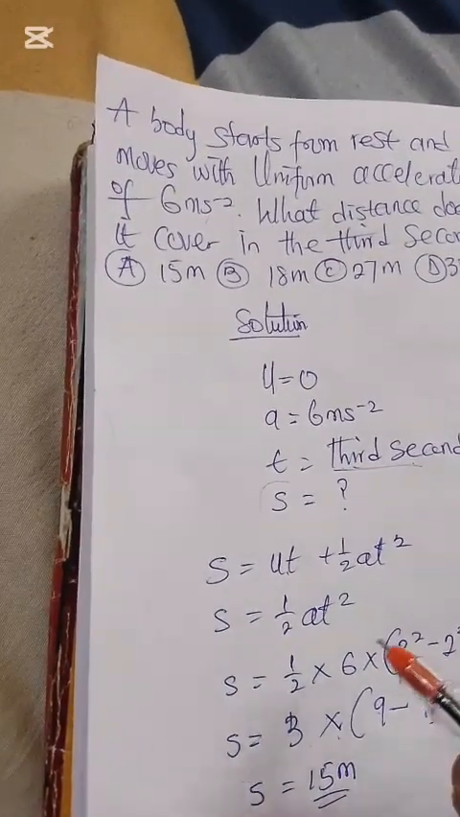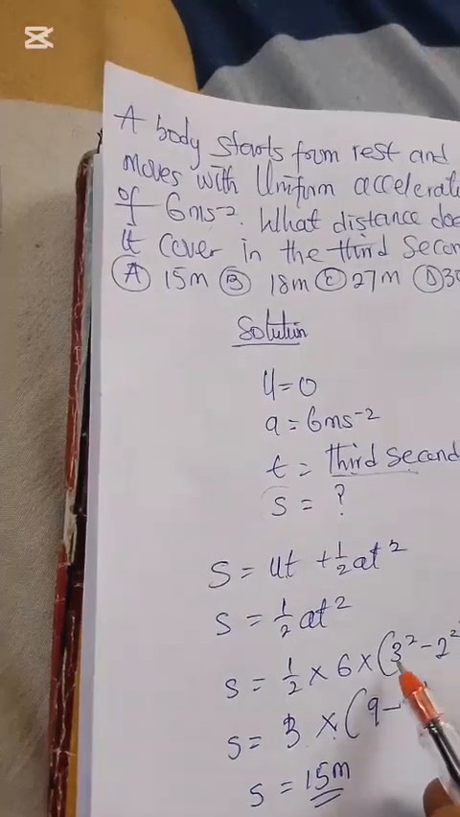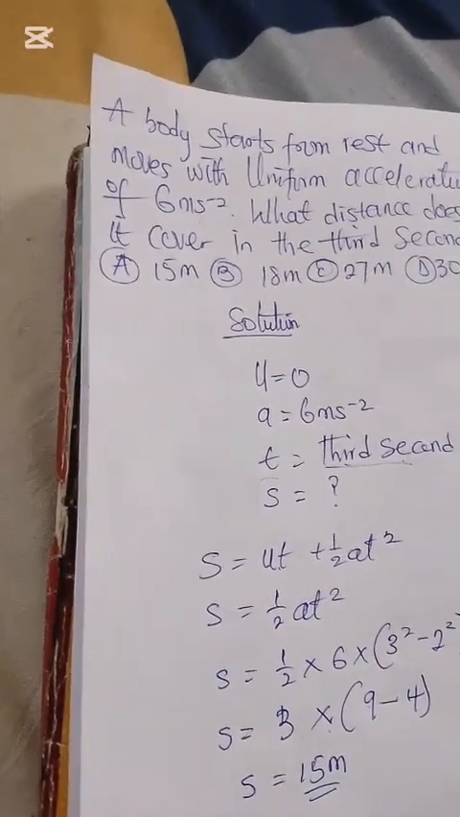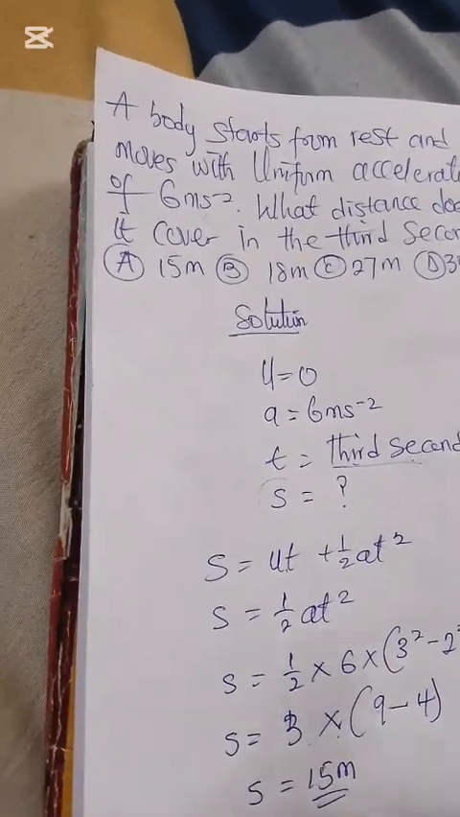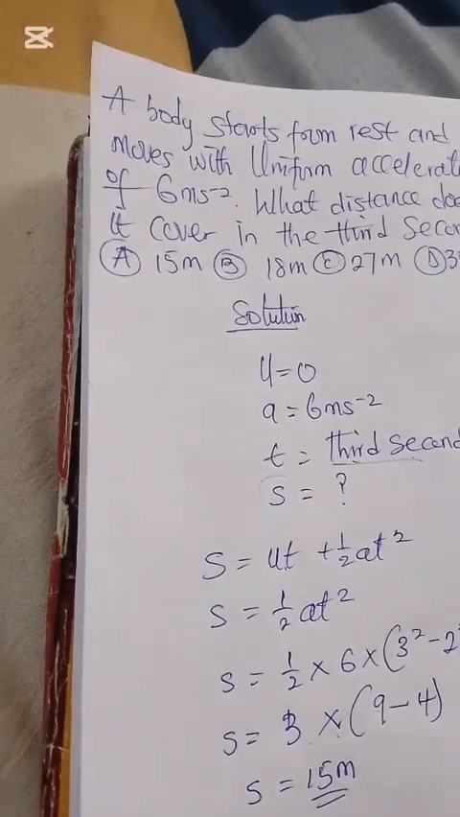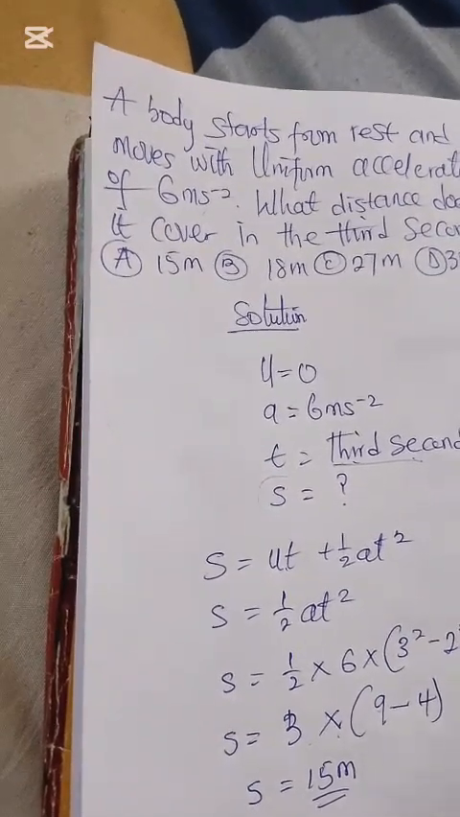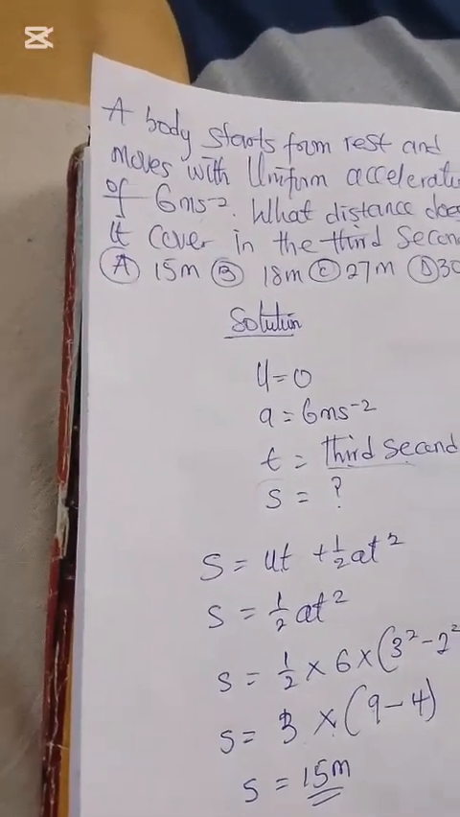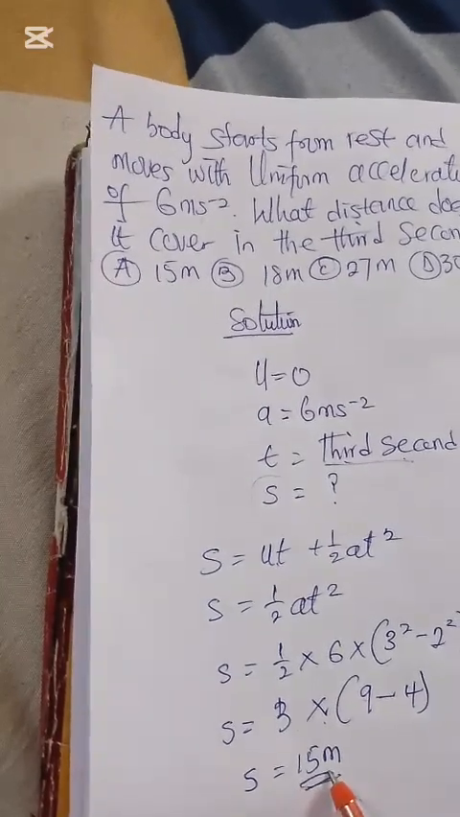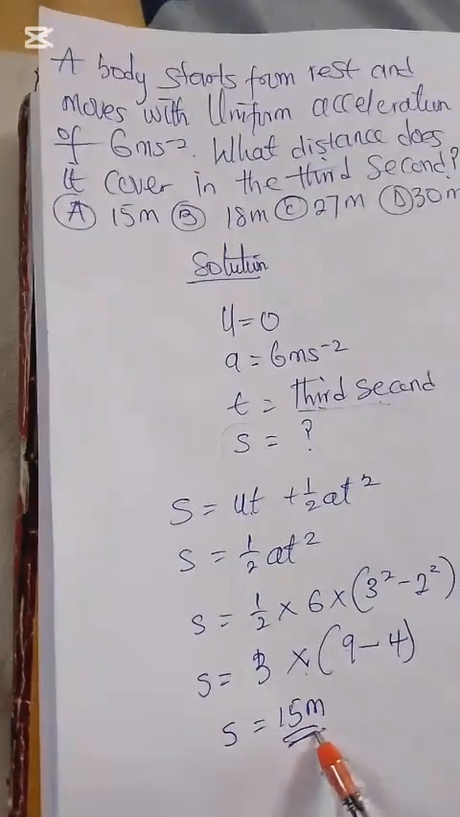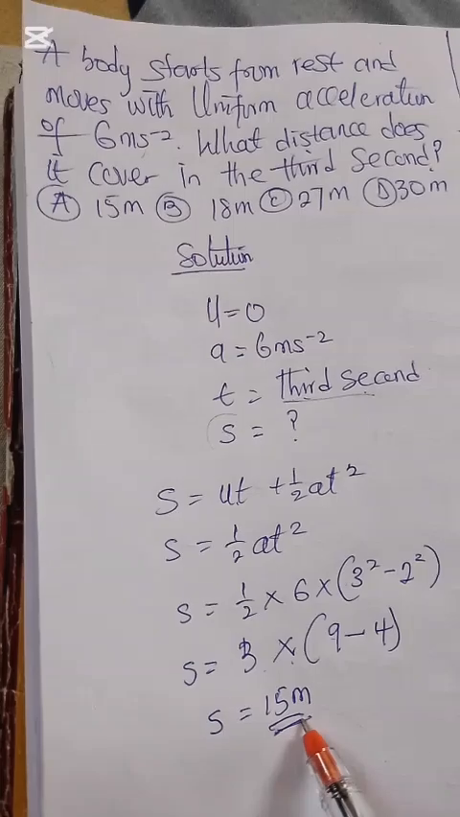So if the question was fourth second, what do you do? You solve for 4 seconds and 3 seconds, subtract the answer. If the question says 10th second, you solve for 10 seconds and 9 seconds, then subtract the answer you get. That is how you solve this kind of question. I believe that is clear.